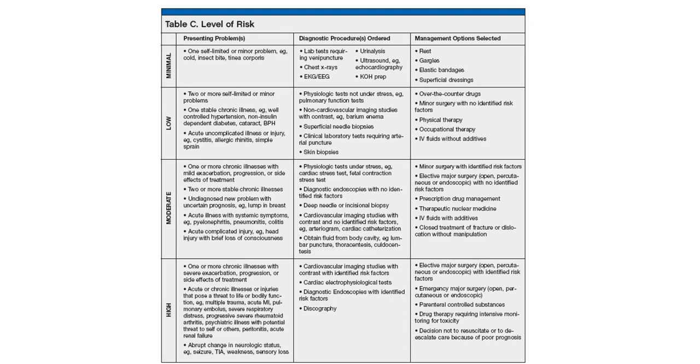And then, of course, high risk are abrupt changes in neurological status, having a seizure, having a heart attack, multiple traumas, things like this where your decision making could really be the difference between life and death. So this is a good table, and there are many available out there on the internet and through different vendors that helps you decide what level of risk you're actually operating under.